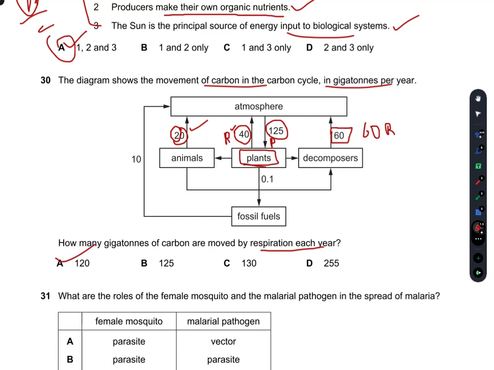125 is incorrect because 125 is the amount which is only utilized by the plants in photosynthesis. 130 is incorrect because 130 is not present here. Fossil fuels are burnt, so carbon is not moved by respiration in fossil fuels. Fossil fuels are not respired. And similarly 255 I think is the sum of all these, but it is incorrect as well. So A is the right option.